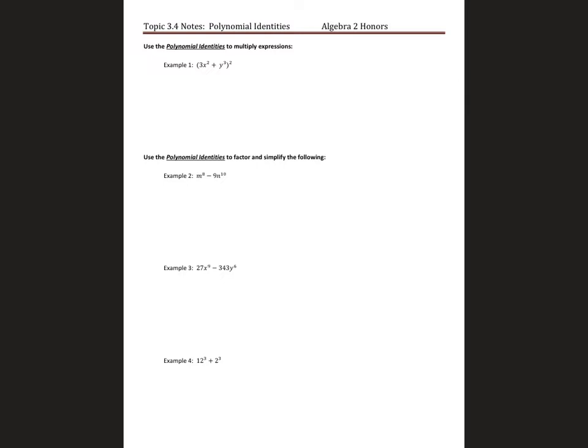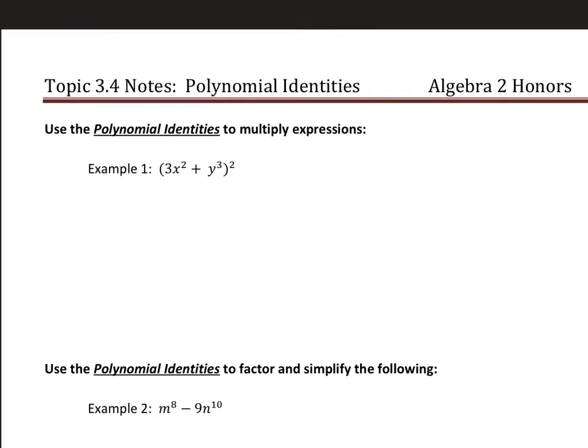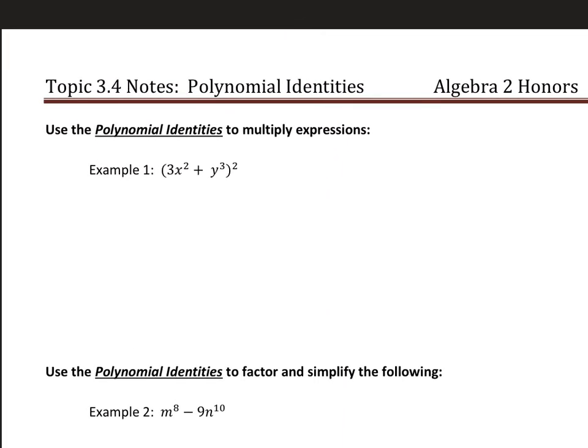In this video, we're going to practice using our polynomial identities. First thing I want to do is first note the identity that you see here. What I see is a sum being raised to a power of 2. So we call this the square of a sum.